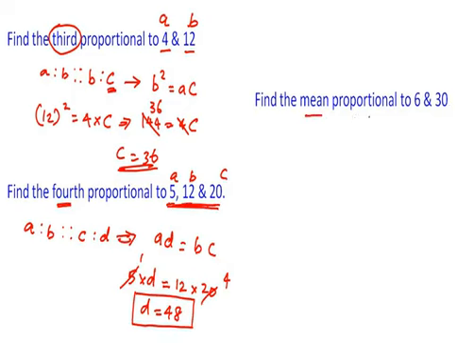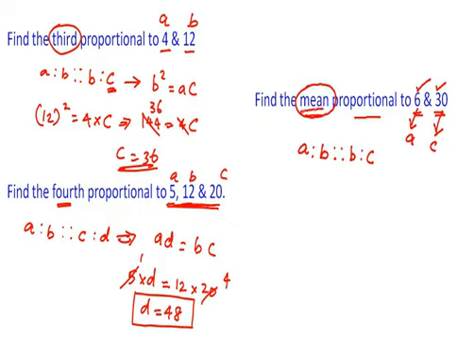Find the mean proportional to 6 and 30. In this question, we have been given two terms and we are trying to find the third term. So we can make use of the three term trick. A is to B is the same as B is to C. And we can assume that the term A is 6 and the term C is 30. Why? Because the term mean proportion means the value of B. This is what is called the mean proportional term, right?